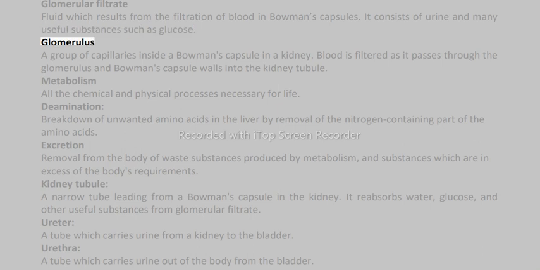Glomerulus. A group of capillaries inside a Bowman's capsule in a kidney. Blood is filtered as it passes through the glomerulus and Bowman's capsule walls into the kidney tubule. Metabolism, all the chemical and physical processes necessary for life.